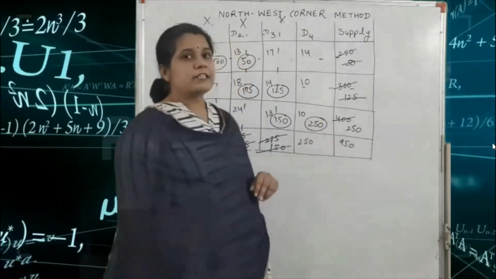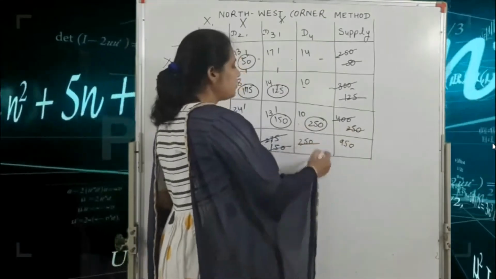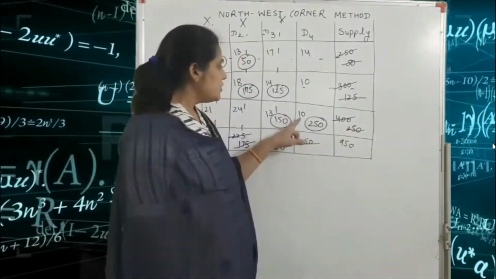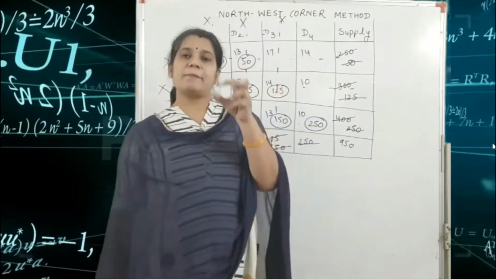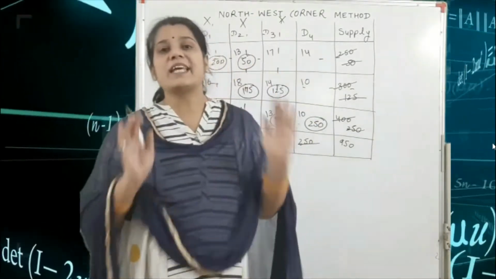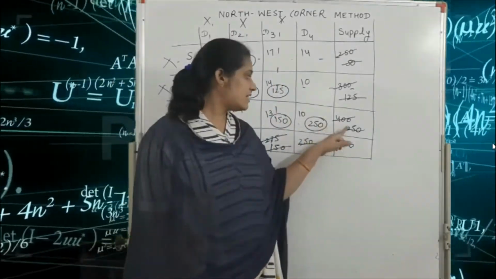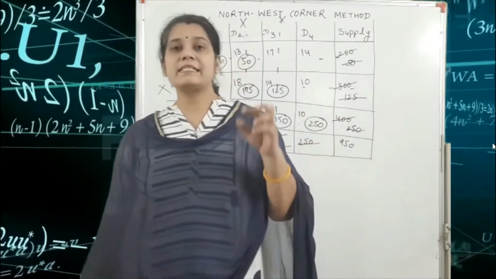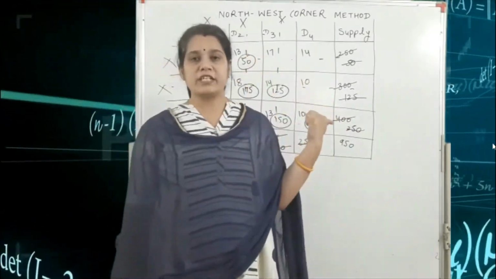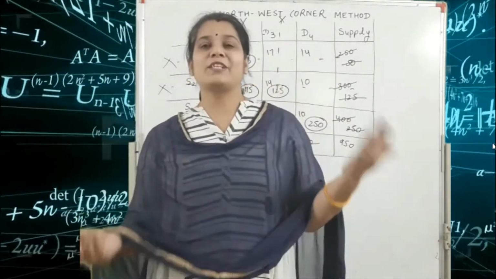One point is very important: always keep in mind that in your last cell, your supply and demand are always equal. If the supply and demand in the last allocation cell are not equal, that means there is some mistake in the allocation, or the given problem is an unbalanced transportation problem.